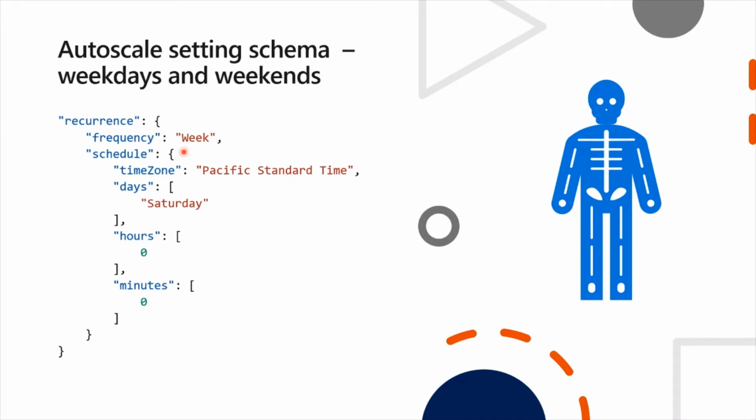For example, in this JSON displayed here, the weekday profile is set to start on Monday 12 a.m. That means this profile starts running on Monday 12 a.m. It continues till Saturday 12 a.m., when the weekend profile is scheduled to start running.